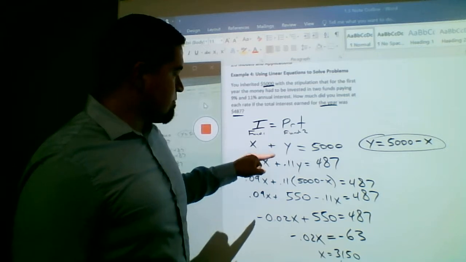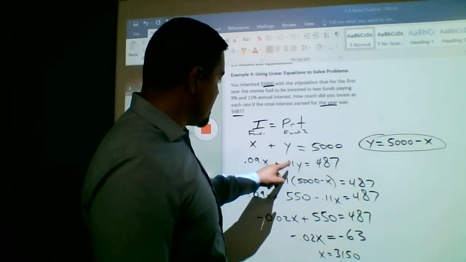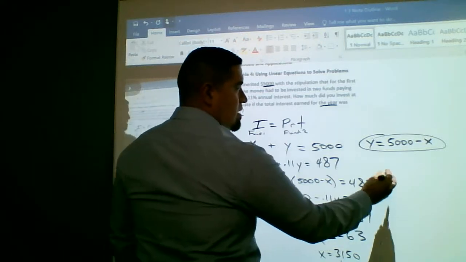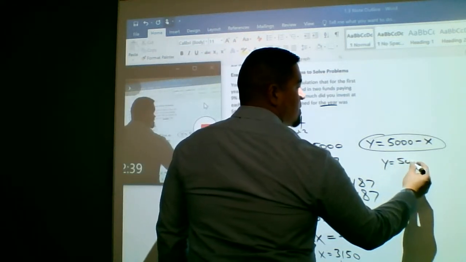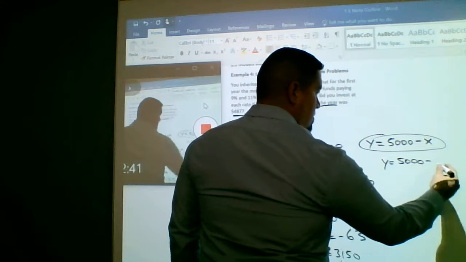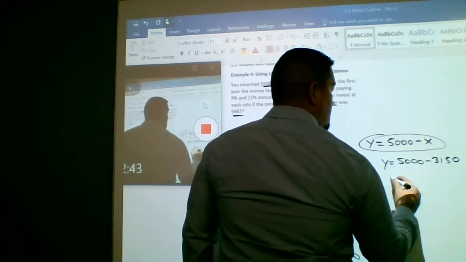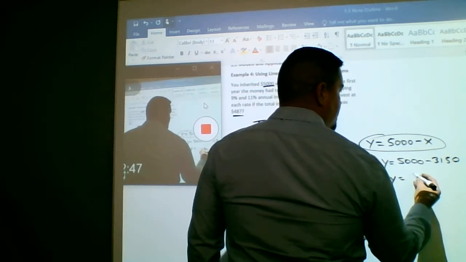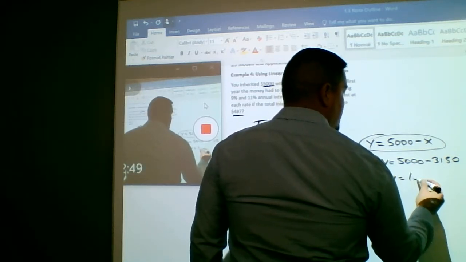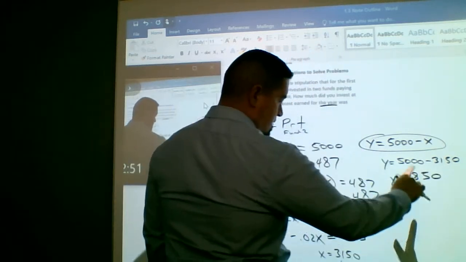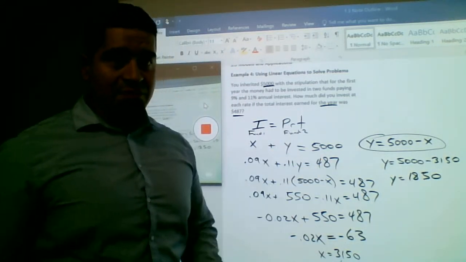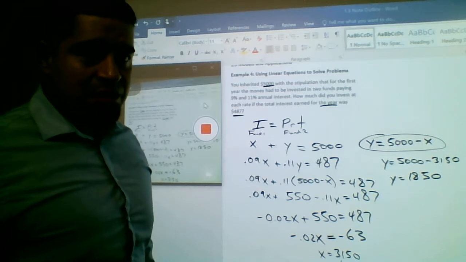If I wanted to solve for fund Y, I can plug it in here and solve, or even better, plug it in here and solve, because I already have this in terms of Y. So 5,000 minus 3,150, which equals 1,850. And that's going to be fund Y, right? Because they both should add up to 5,000, and that solves that question.